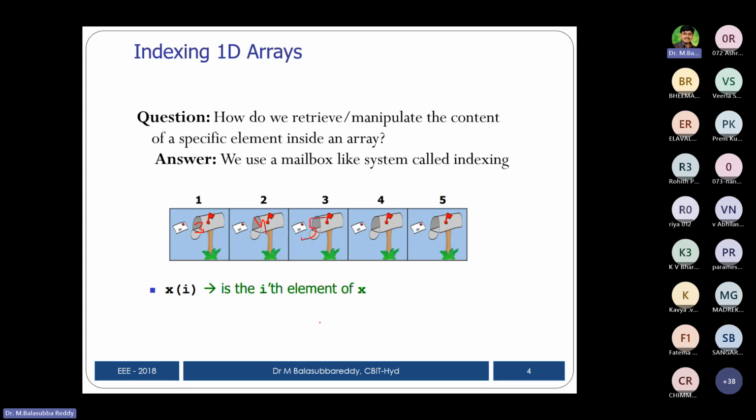In that case, how to retrieve that? Let us assume that x is a one-dimensional array. Now, if I write x of 1, the i is replaced with 1, and whatever value is there inside, that will be your answer. So in this case, 3 is your answer. Now, if I write x of 2, then the answer will be 4. Like that, we are able to retrieve information from the array.